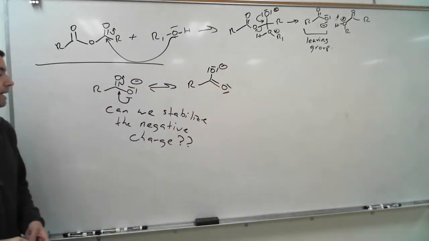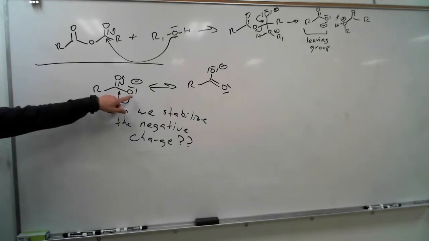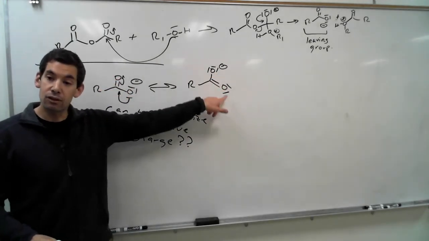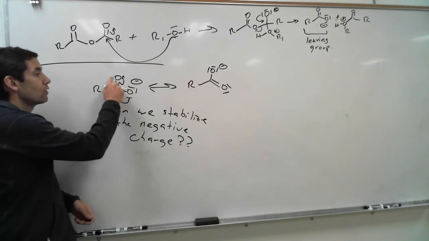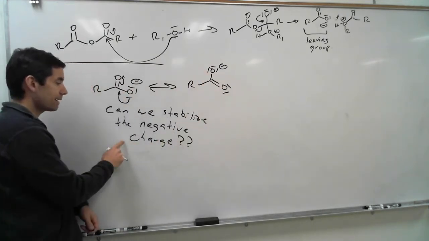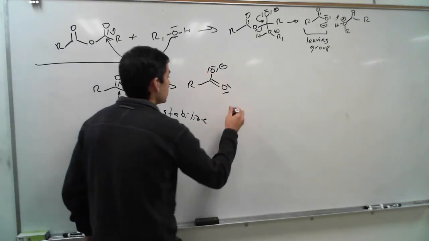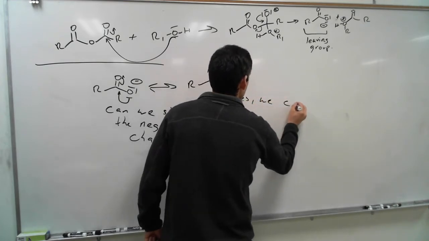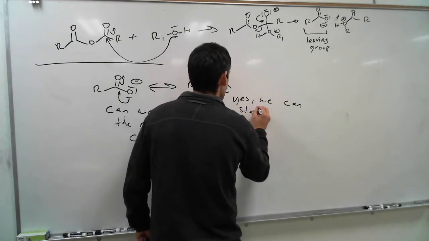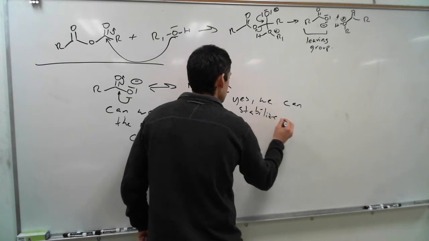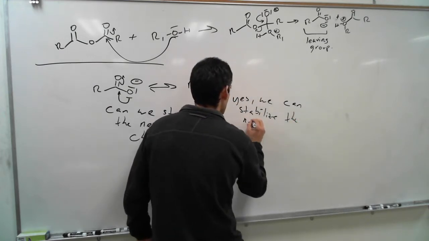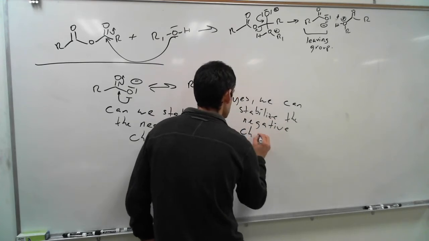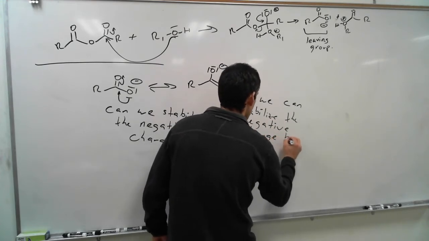Right? And so by doing that, what do we do? We've moved the electrons. They're on this oxygen. Now the electrons are more on this oxygen, right? We have delocalization of that negative charge over two atoms, right? Can we stabilize the negative charge? Yes, we can. We can stabilize the negative charge. You stabilize negative charge by resonance.